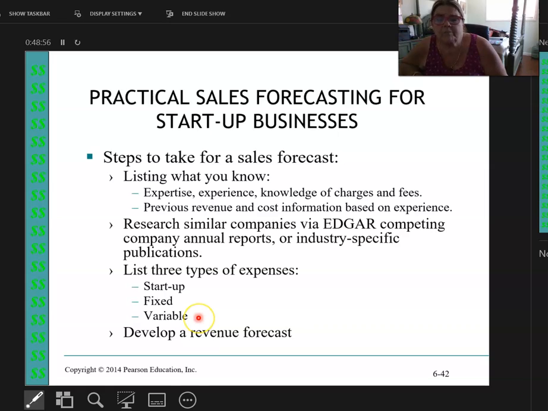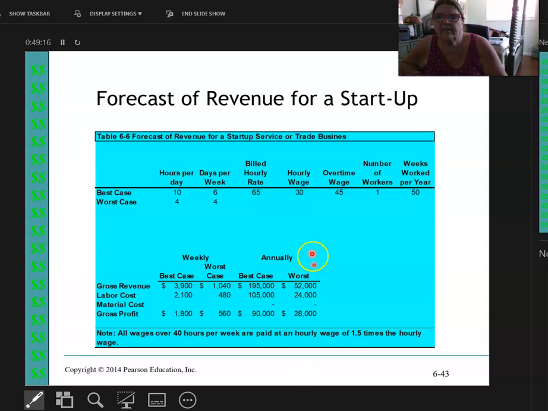A variable expense is tied to the quantity that I sell or don't sell. The more I sell, the more it costs me. The less I sell, the less it costs me. And with this type of information, we're going to develop a revenue forecast or projections, cash flow projections. We're going to go best case, worst case. We're going to look at a couple things.